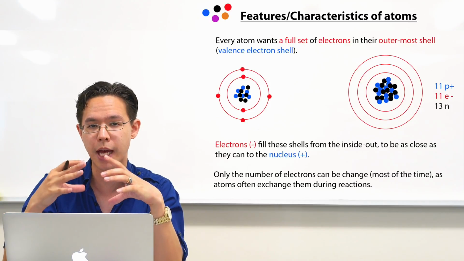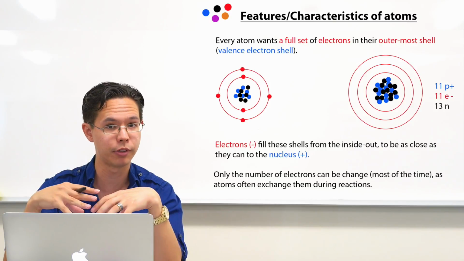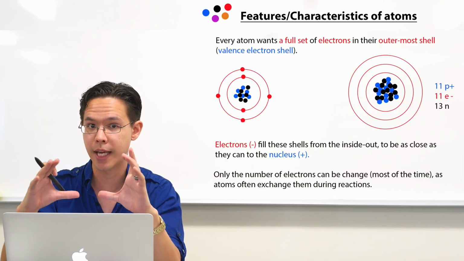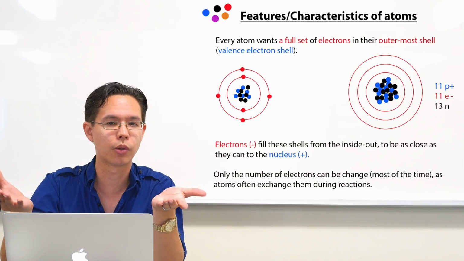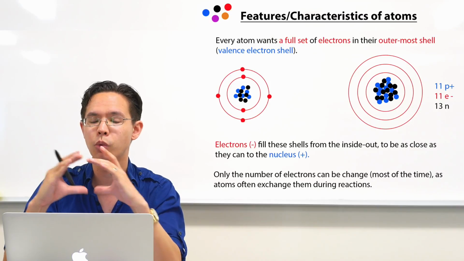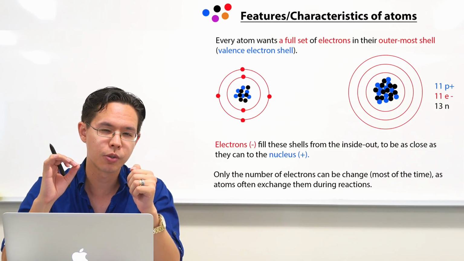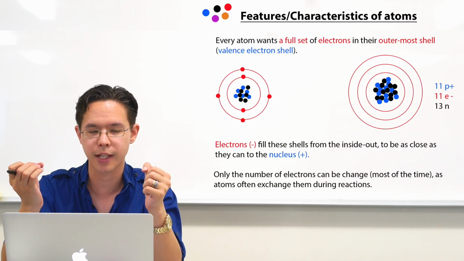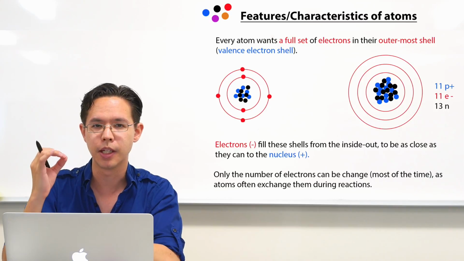This is what drives atoms, or elements for that matter, to actually be reactive or unreactive. If an atom has a full set, it's unreactive. It has no motivation to do anything more. It's already achieved its goal in life to get a full set. Whereas some atoms have very few or just 1 or 2 missing, and they become so reactive. This is why it's so important. Every atom wants a full set in its outermost shell.